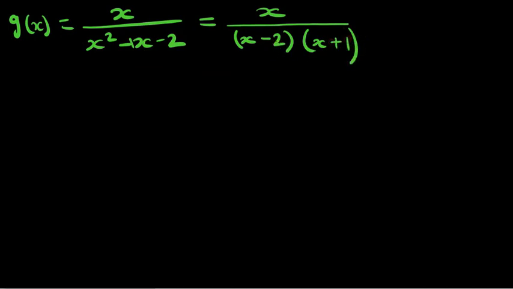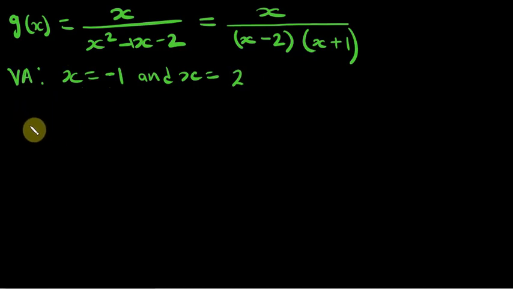To sketch it we need to find the vertical asymptotes first. The vertical asymptotes lie at the zeros of the denominator. We equate the denominator to 0 and get the values of x: x equals minus 1 and x equals 2. That's exactly where our vertical asymptotes will lie.